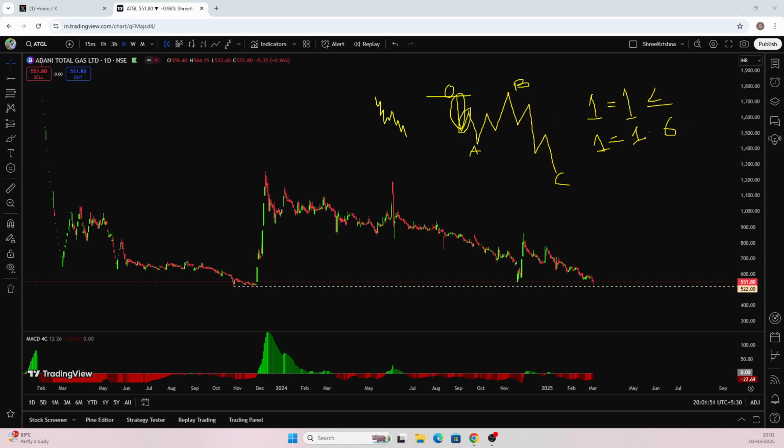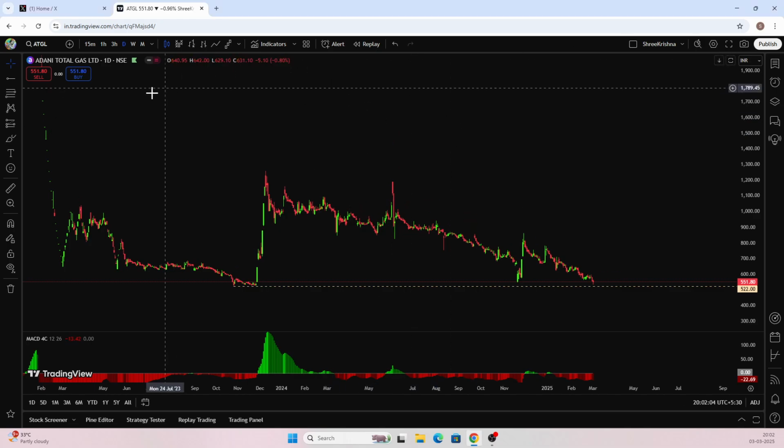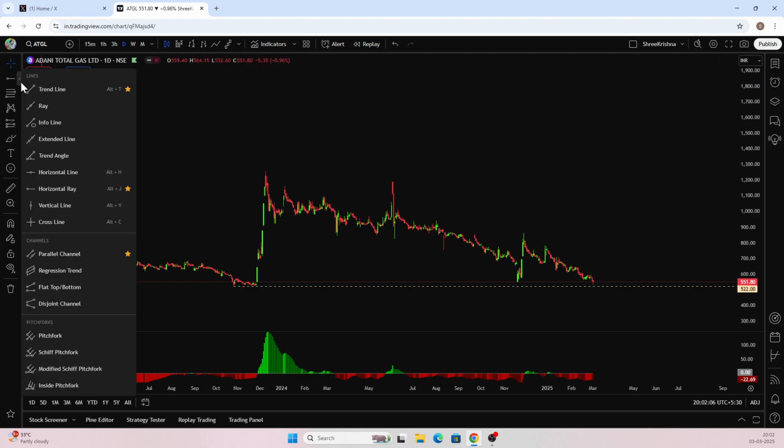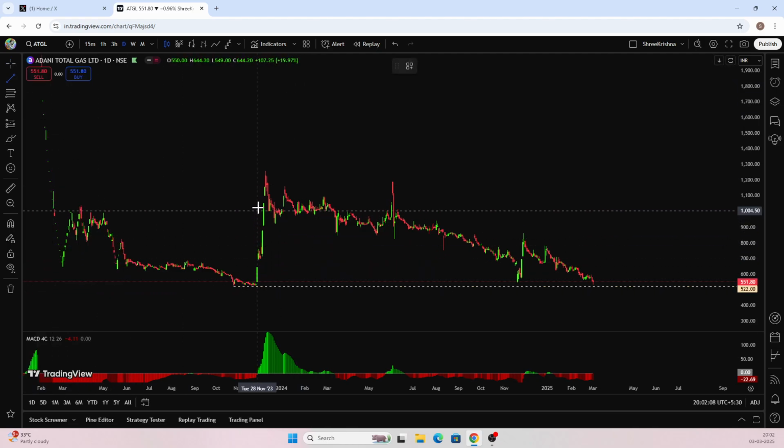Let me change the color a little, please. So within this also you can see the three wave. So these are internal structures. That means on every degree you need to understand what the market is doing. On every degree. Okay. So let's say this is an impulse. So we are looking at a correction over here.